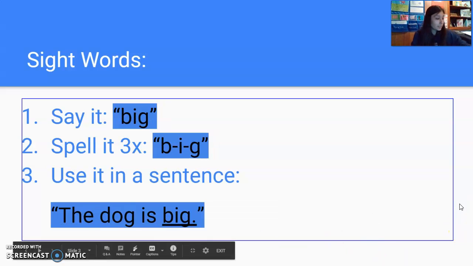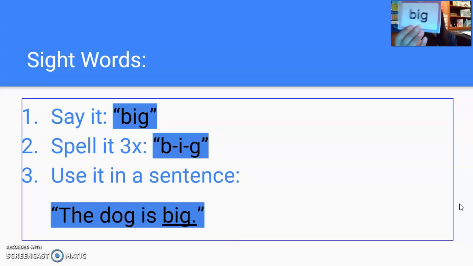Okay, next one. We have the word big. Here it is. Big. Number 1, say it. Big. Number 2, spell it. Get ready. B-I-G. Big. Again. B-I-G. Big. One more time. Get ready.